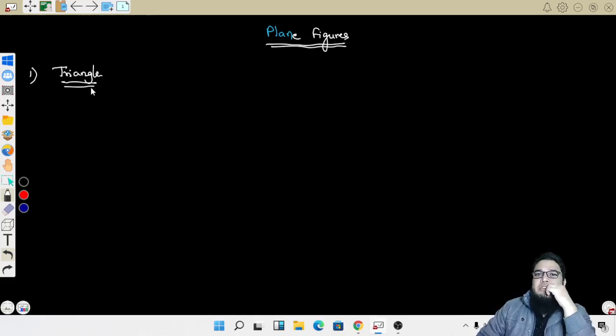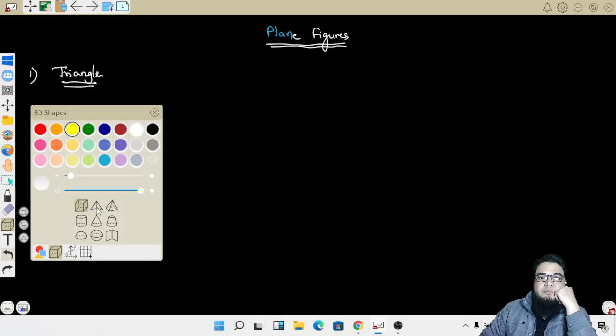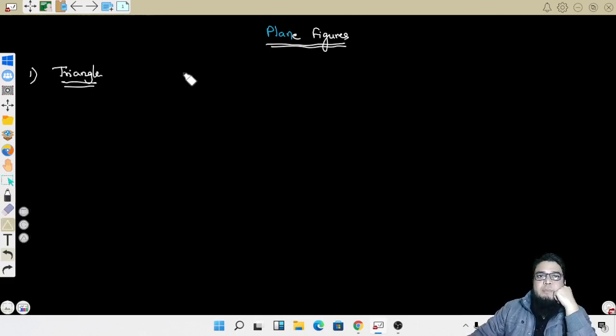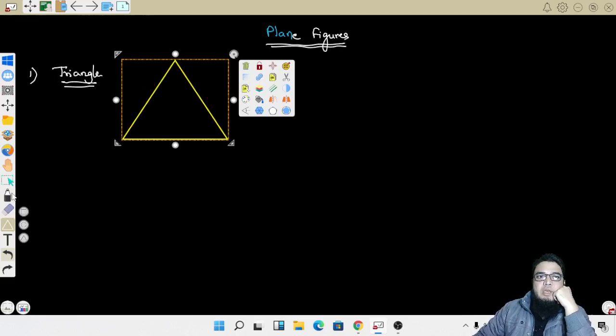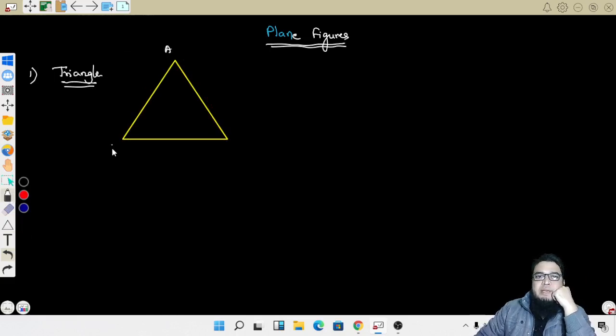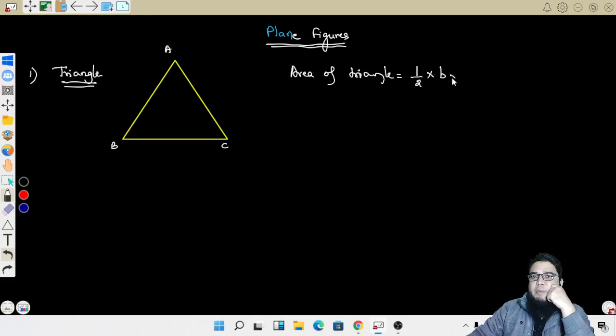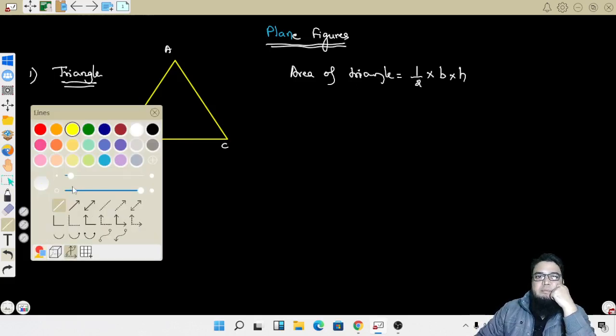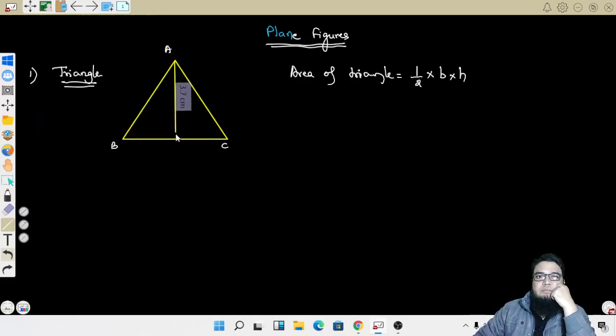Okay, so if we talk about the triangle, triangle is what? The plane figure. Okay, this one is vertex A, that is B and C. So when we talk about the area of a triangle, what is the formula? That is half into base into height. For example, this is the height, that is D.